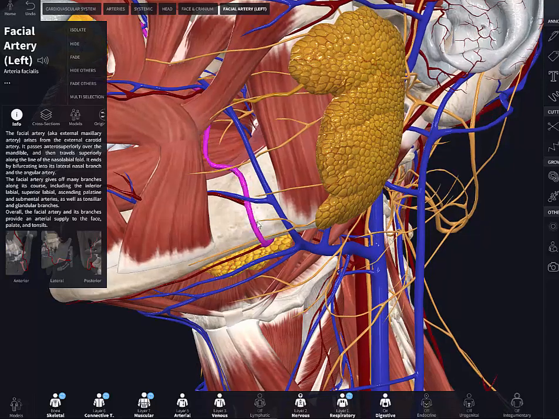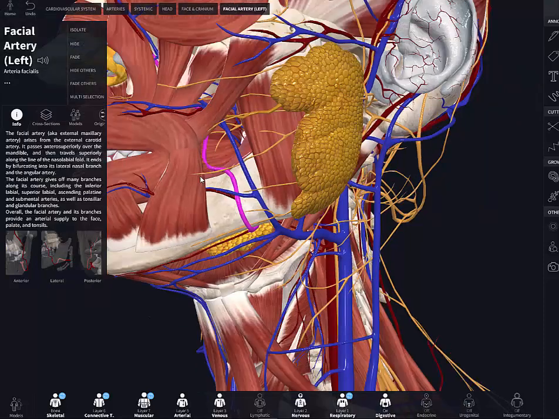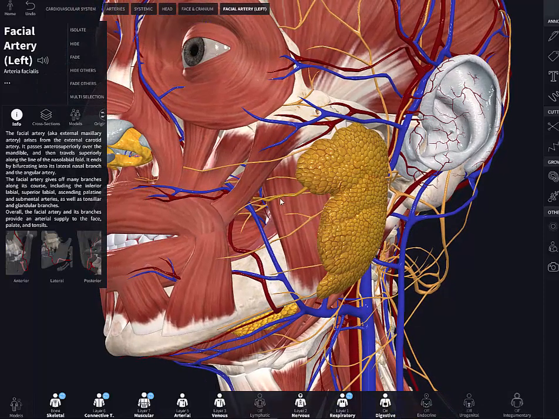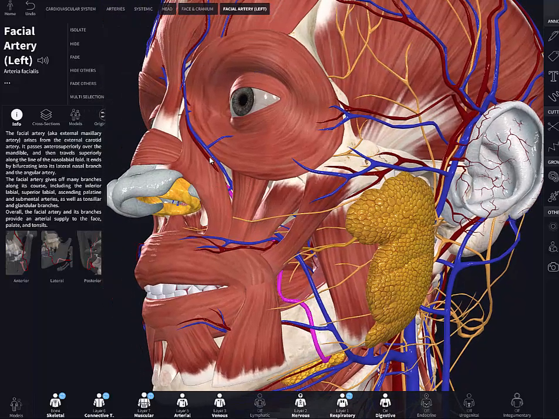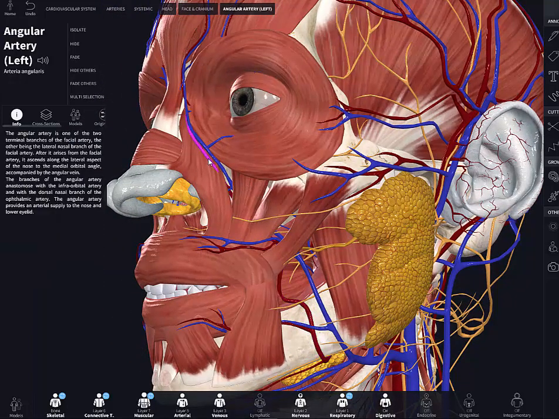Okay, then it'll travel upwards or superiorly along the line of the nasolabial fold in the face. It'll then end by splitting in two, or bifurcating, into a lateral nasal branch and the angular artery, which should be this one here.